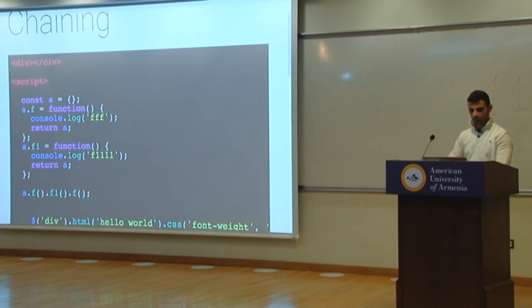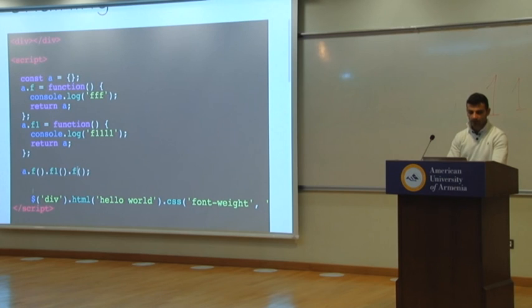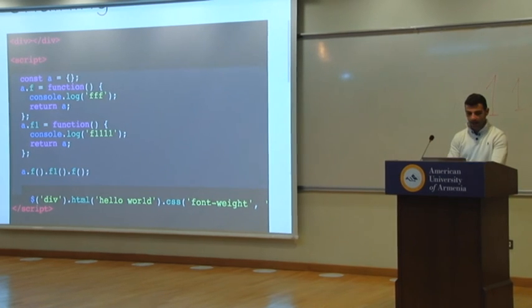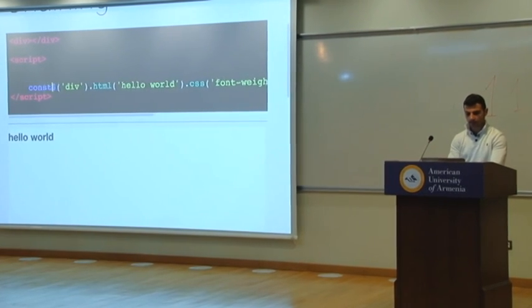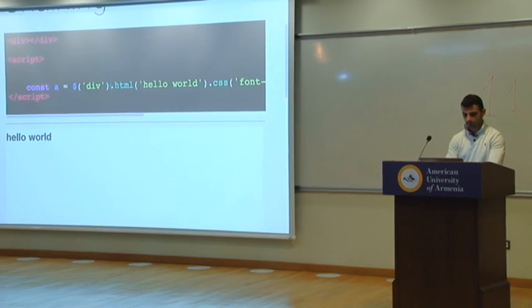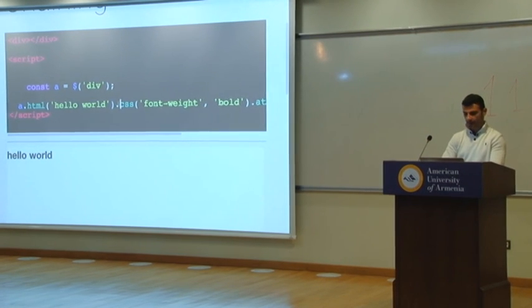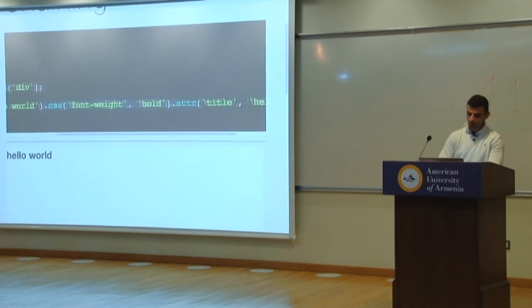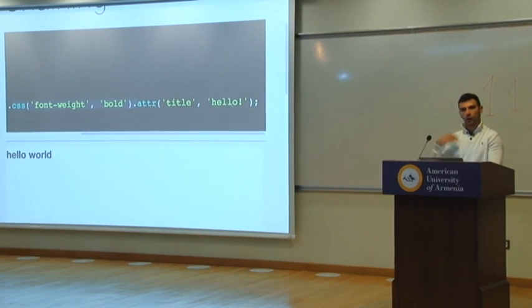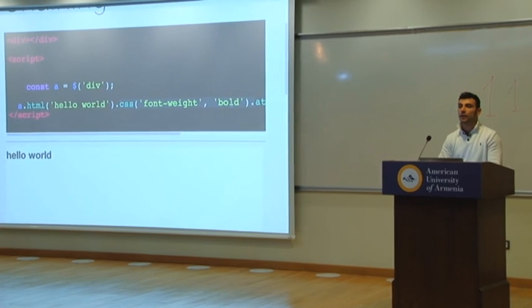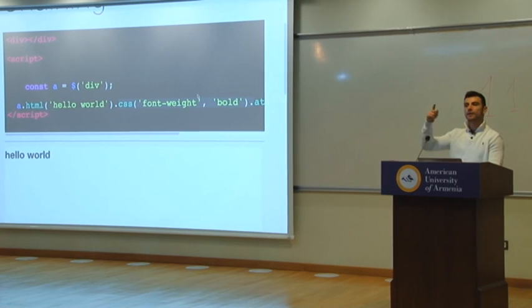So the same thing happens here. Look, A, in this case, is this. We can then do a.html, whatever. This will return A, which we can then do .css on, which will return A, which we can then do .attr on, which will also return A. Yes? Yeah, so you can chain them together. Exactly, yeah.